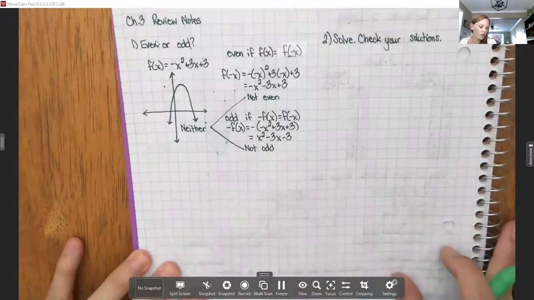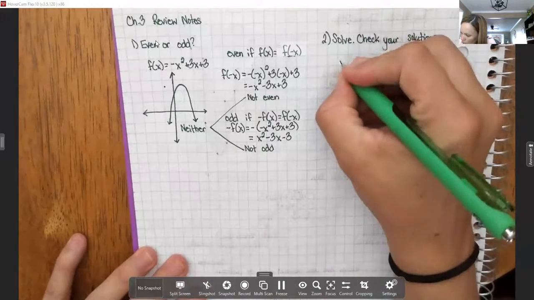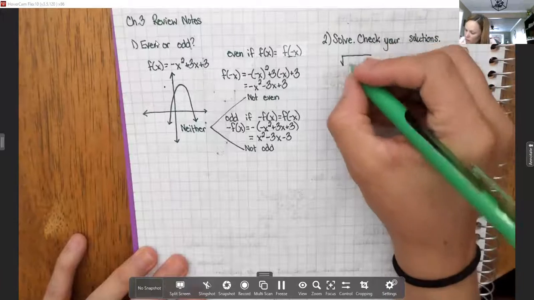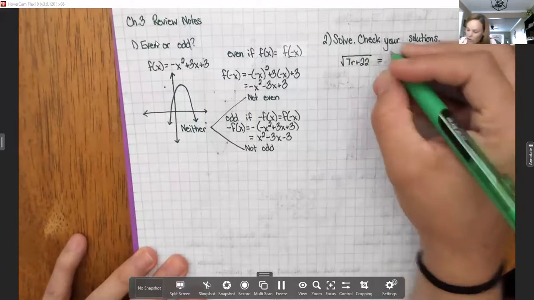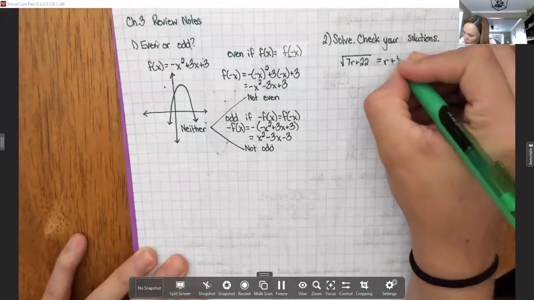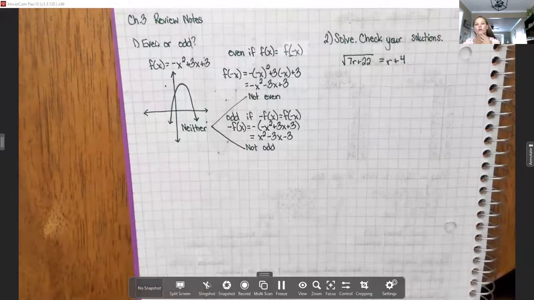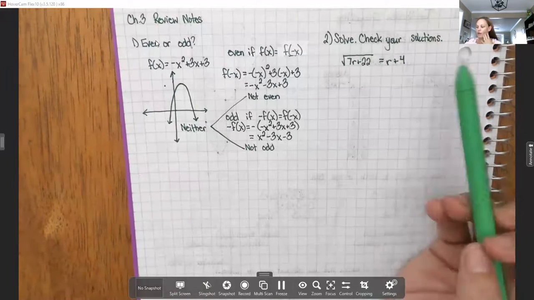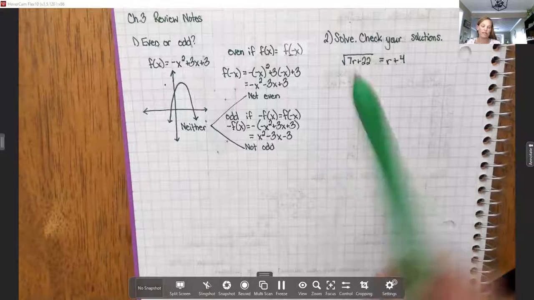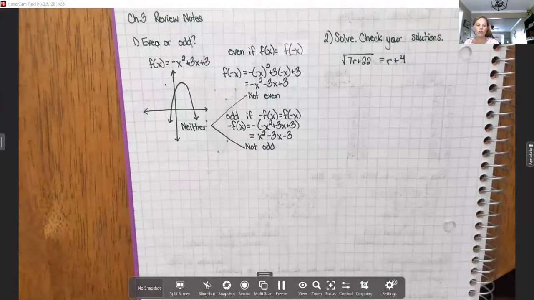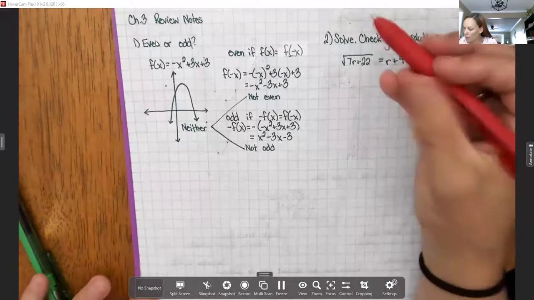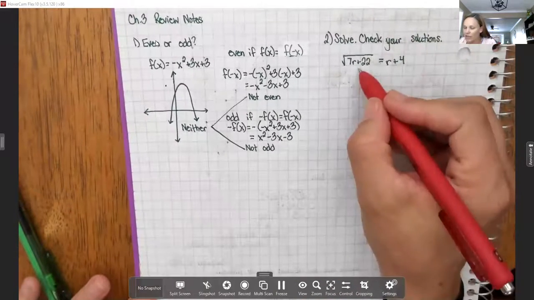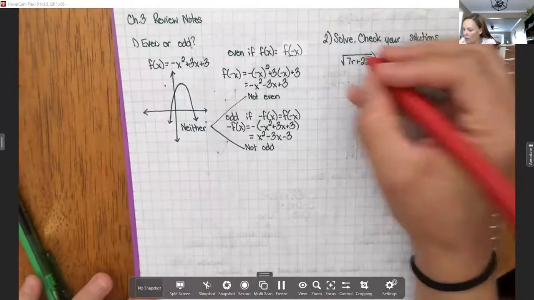Okay, so number 2, we have the square root of 7r plus 22 is equal to r plus 4. So on this problem, the directions are going to say check for extraneous solutions. Remember, that means when you plug it in, does it work? So to solve this problem, we're going to want to square both sides so we can get rid of this square root.